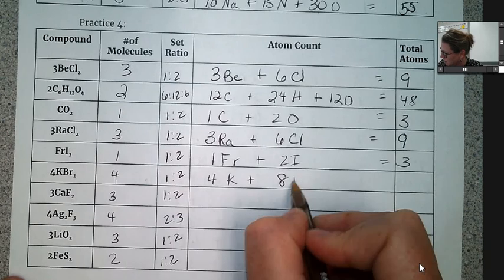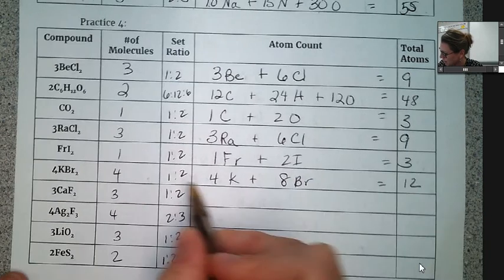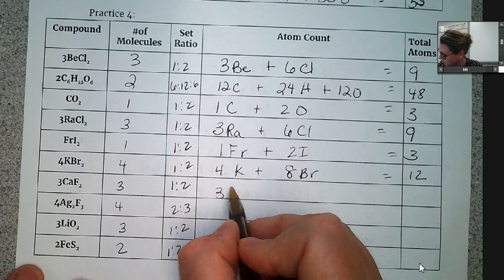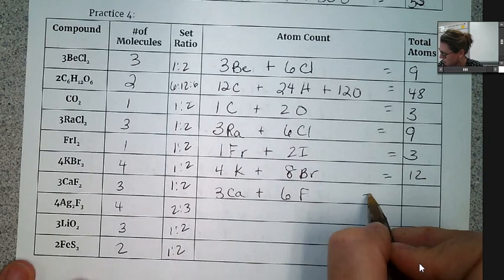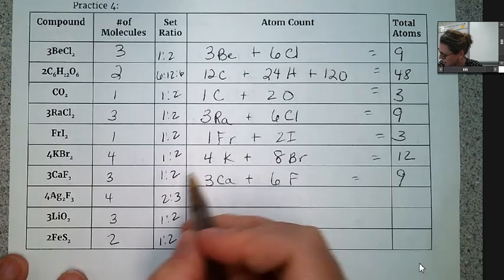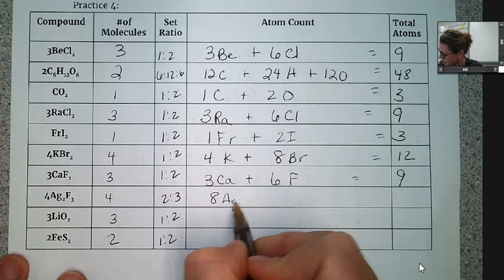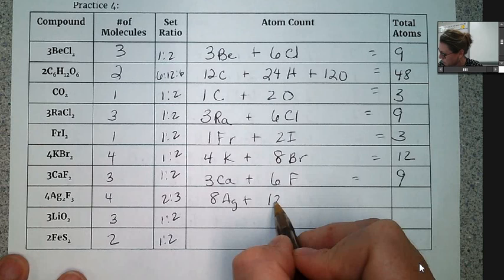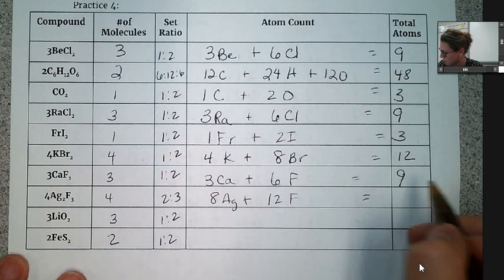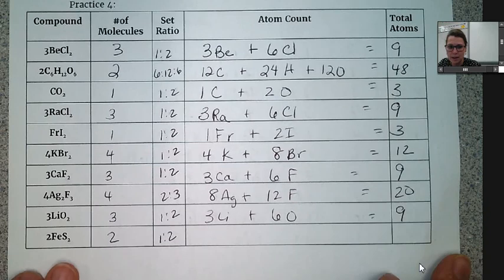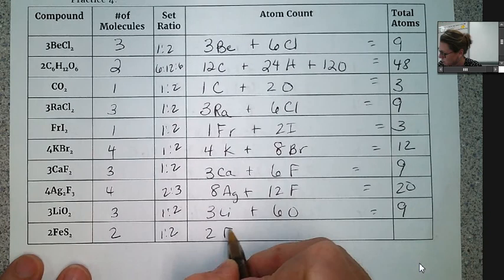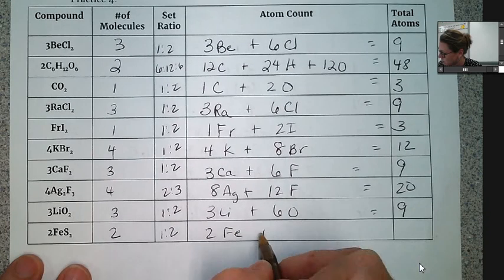I have 3 calcium plus 6 fluorine, which is going to give me 9. I have 8 silvers plus 12 fluorines, which is going to give me 20. I have 3 lithium plus 6 oxygen, which is going to give me 9. And I have 2 irons plus 4 sulfurs, which is going to give me 6.